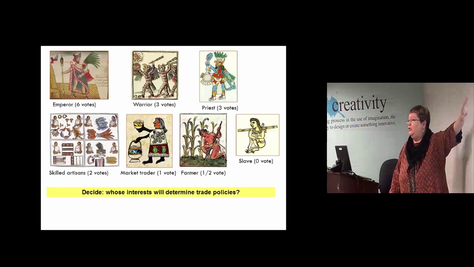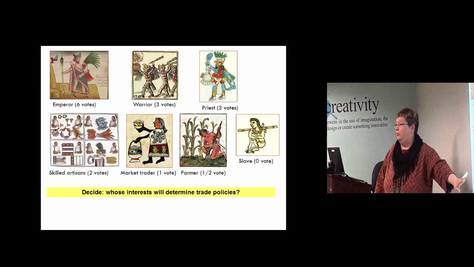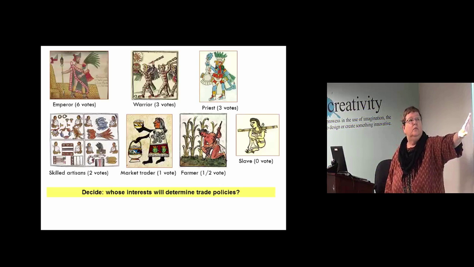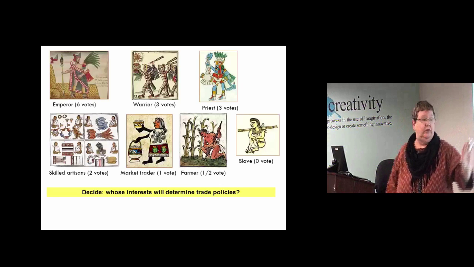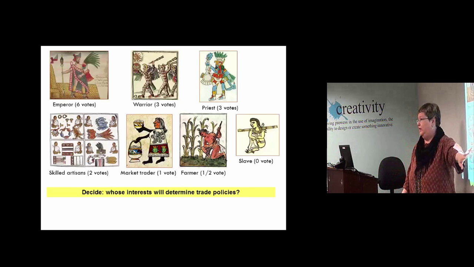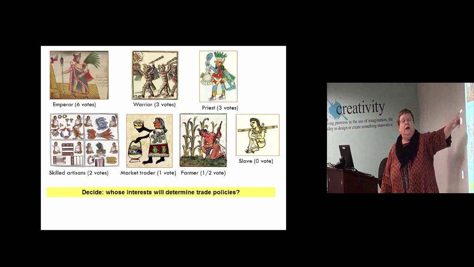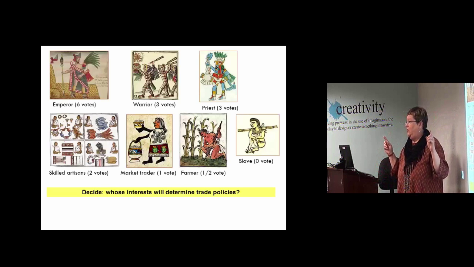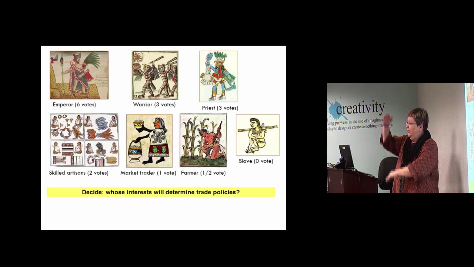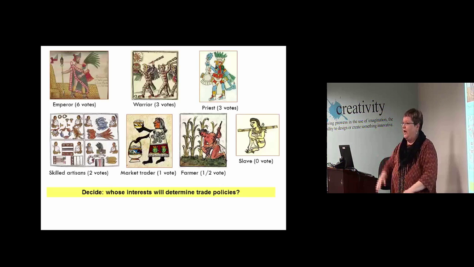So in each group, these were the possible roles. And there's only one emperor, 2 warriors, 2 priests, and depending on how many students there are, there were more of each one of these. Now, when it came time to deciding what the community's goals were, this is how many votes their vote counted for. And this was to get them to think about the people of different status.